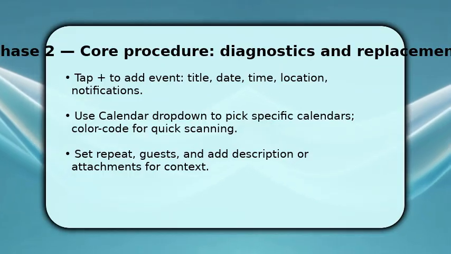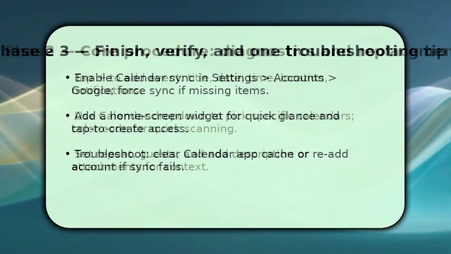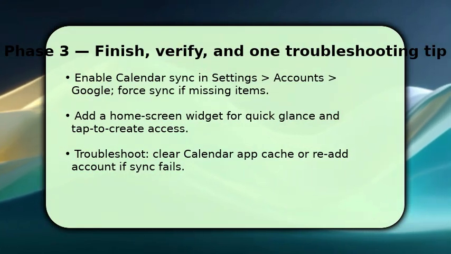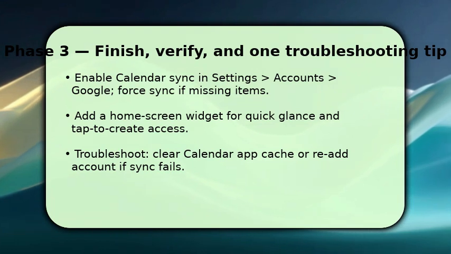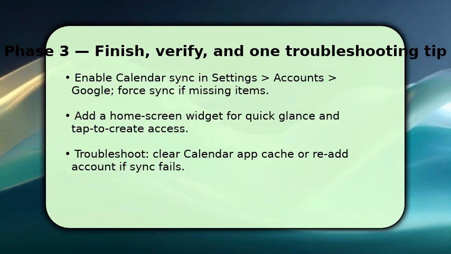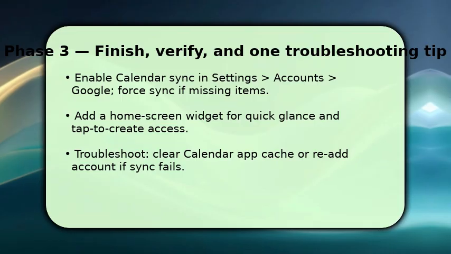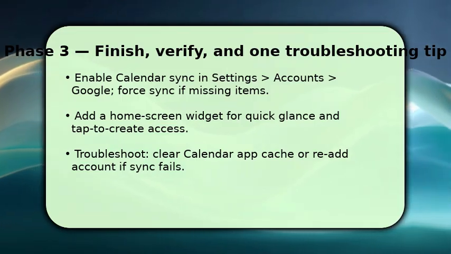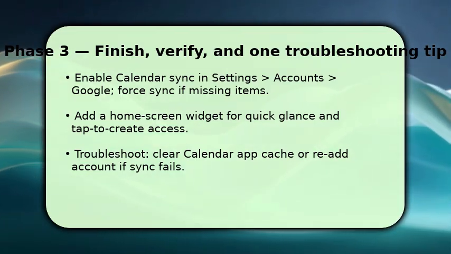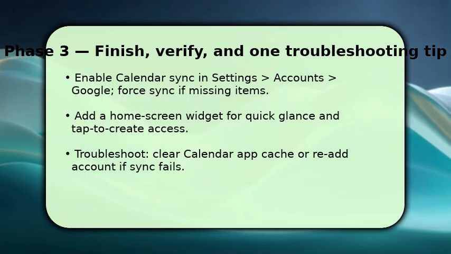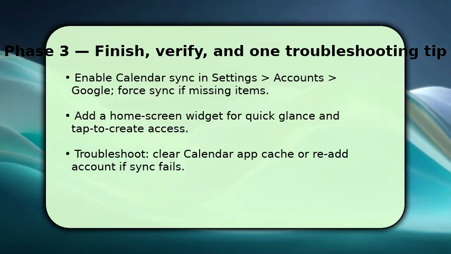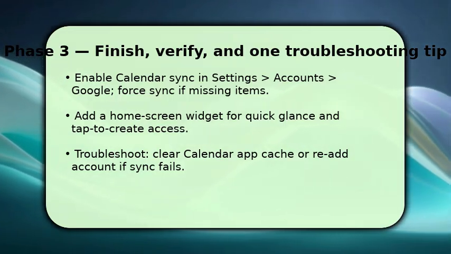Finish by ensuring everything syncs and is easy to access. Go to Settings, Accounts, Google, then enable Calendar Sync. If events don't show, open Calendar app and pull down to force a refresh. Add a home screen widget for a quick glance and one-tap event creation. Widgets save time. If sync still fails, clear the Calendar app cache or remove and re-add your Google account.